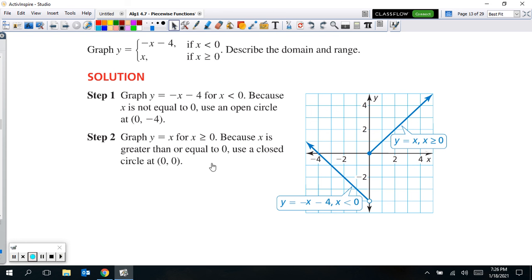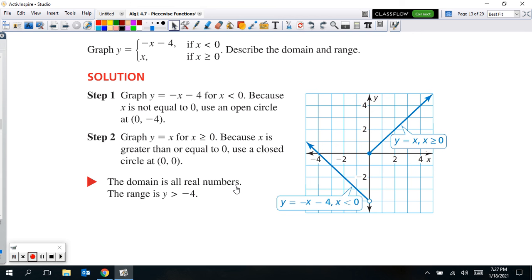And then just describing the domain and the range. Domain: where's the graph on the x-axis? As it comes in here, we see the graph all through here. When we get to 0, this graph stops at 0, but then it picks up at 0 here and keeps going off to the right. So that's everywhere, which means the domain is all real numbers.